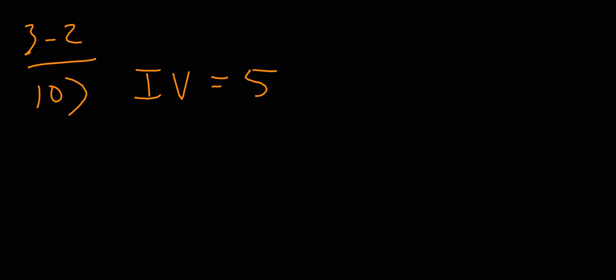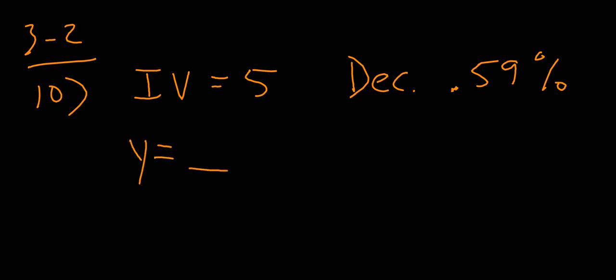Okay, question 10. This is 3-2, question 10. We have an initial value. That's IV, not the drug stuff. But initial value of 5. It is decreasing, okay, not deceased, but decreasing at a rate of 0.59%. That's 0.59%. Can you write an equation for me? Got anything for me there? 5 goes in there. Yep.